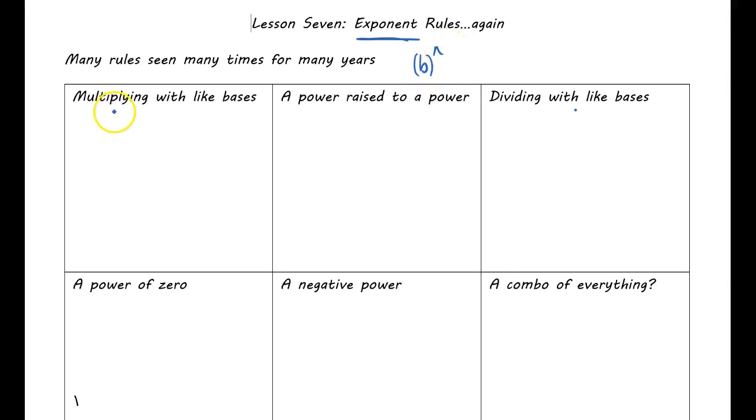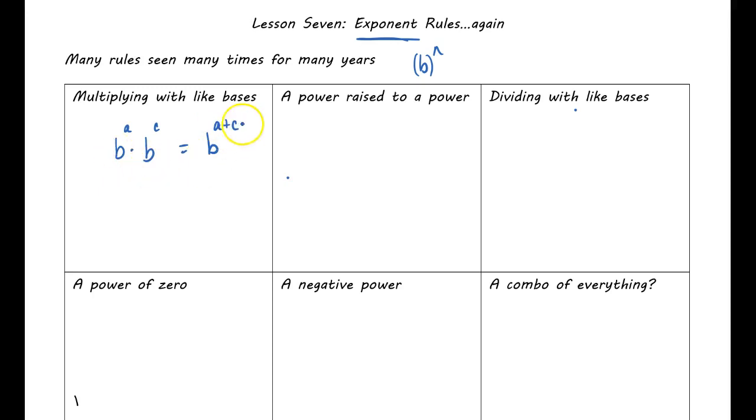So when it says multiplying with like bases, that's going to be if I'm saying something like I have a base raised to an exponent multiplied by a base raised to a different exponent. Okay? And whenever that happens, if you don't remember, all you have to do is add the exponents. So you write the base one time and just add their exponents together, just like that.